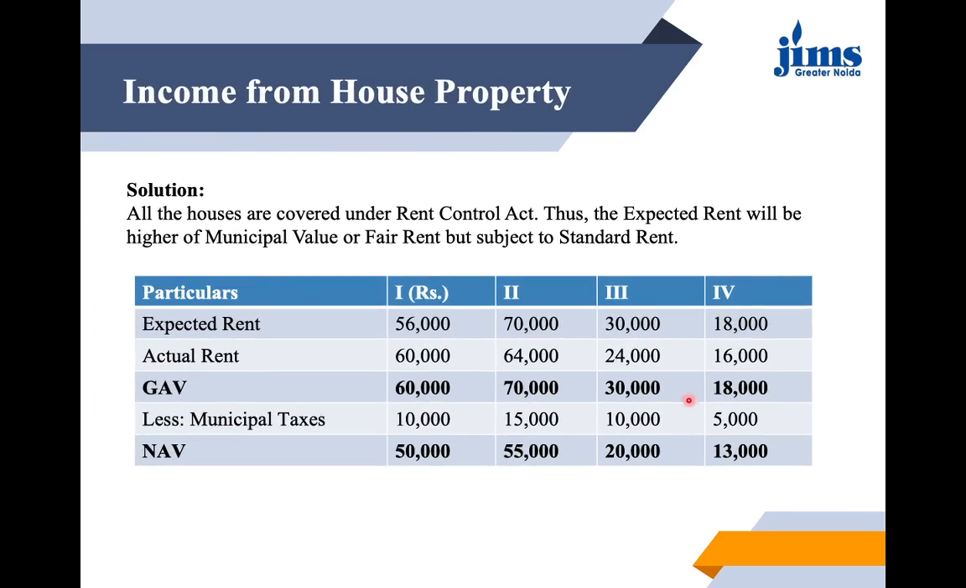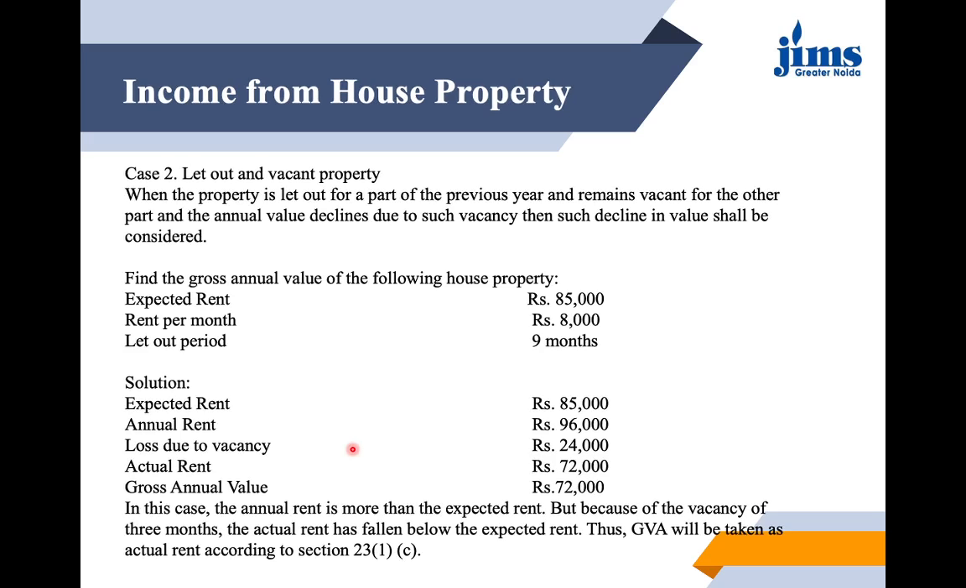So we are able to find the expected rent for all the cases, and we can keep the actual rent here and compare these two. Whichever is higher would become the GAV. Then we can subtract the municipal taxes given in the question and obtain the NAV. Very simple.